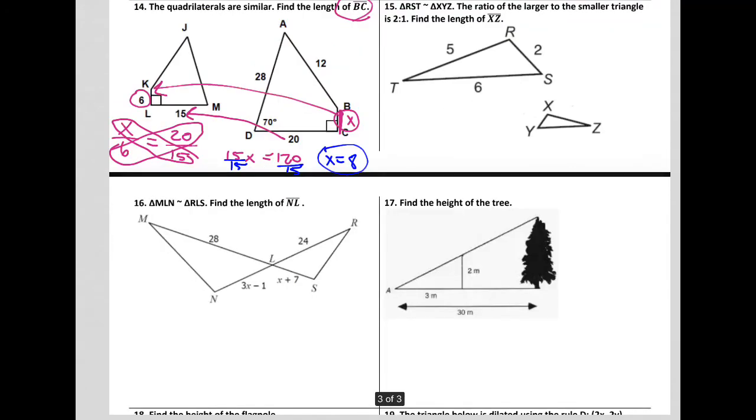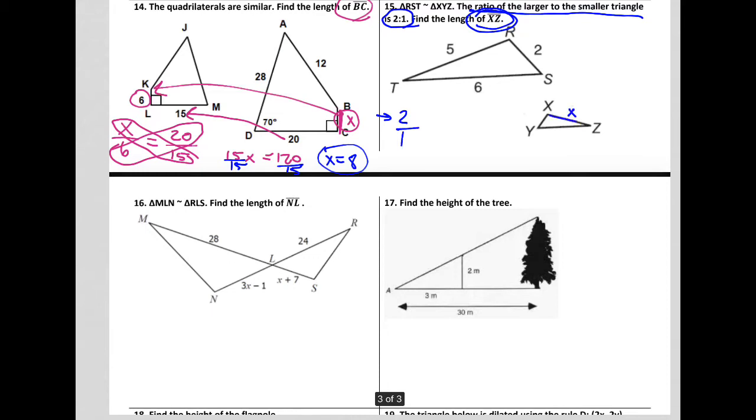And moving on to number 15, notice here it gives us a ratio again. So remember, whenever it gives you a ratio, you can use that as your fraction. So we're going to use that as our first fraction. Notice it is the bigger number on top. So I'm going to go to my bigger triangle first, but let's see what they're looking for. We're looking for XZ. So that's going to be our variable, our x.